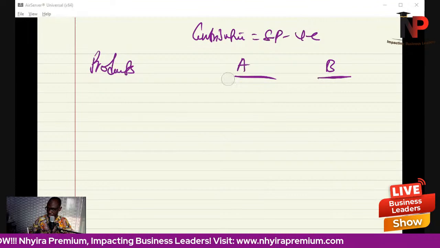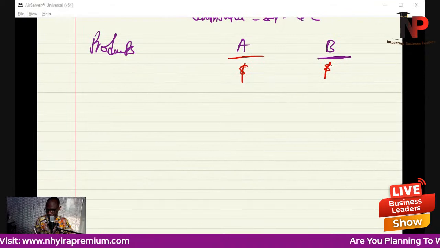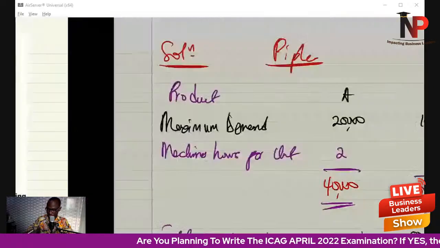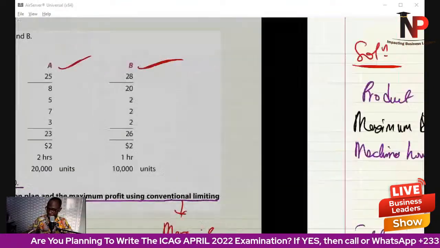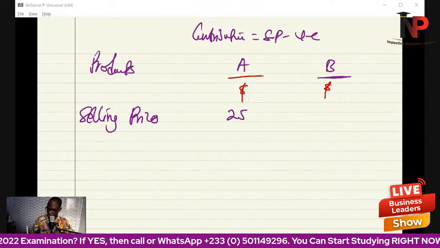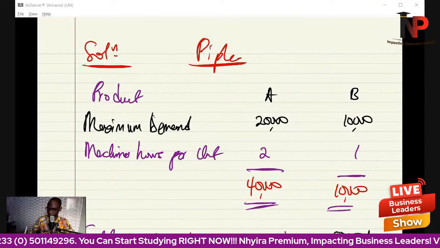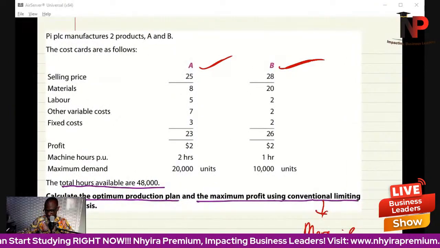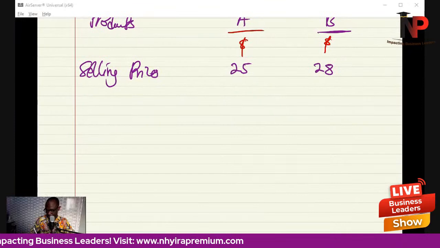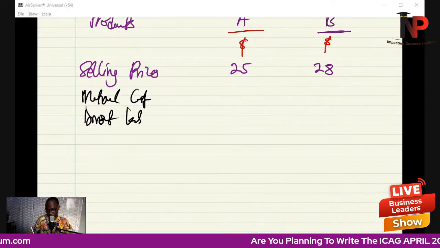So let's see what we got here. We put in our currency signs. Then we bring in the selling price per unit. So from the question, the selling prices respectively are 25 and 28. That's the selling price respectively. Then we bring in direct material, direct labor, other variable overheads. So material cost, direct labor cost.